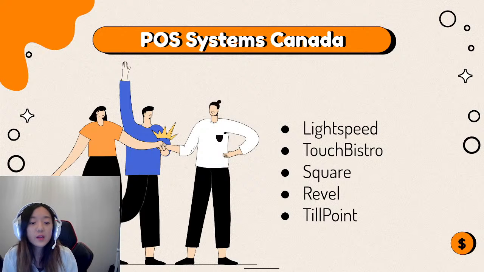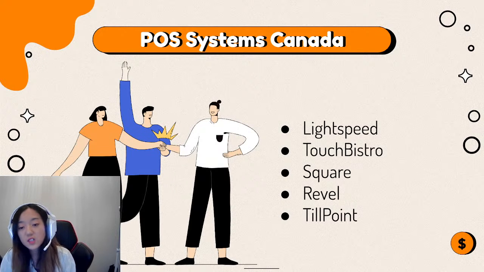Next, there are a few common POS brands that include Lightspeed, Touch Bistro, Square, Revel, and Tillpoint. Each of these has its own ways of providing benefits in terms of service to its consumers. However, these are the options that you can choose to partner with. When thinking about which POS to use, make sure you do research and look at your options before committing.